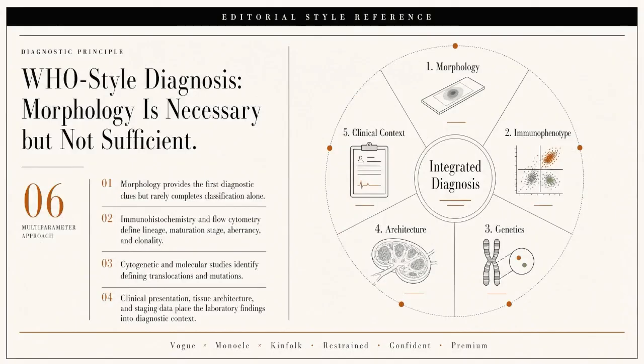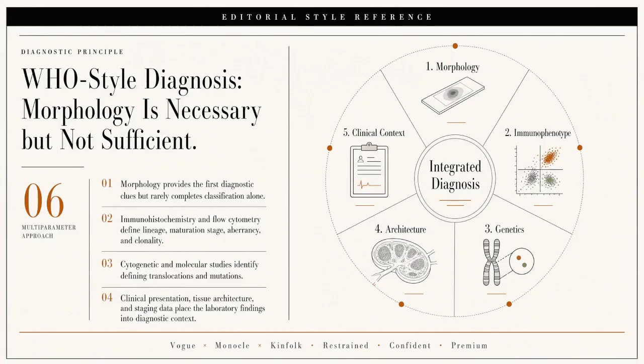In histotechnology and pathology, morphology, the microscopic examination of tissue architecture, cellular size, nuclear features, and chromatin patterns, serves as the initial and indispensable step. It provides the first clues about whether a lymphoid proliferation is reactive or neoplastic, and if neoplastic, whether it involves B cells, T cells, or plasma cells. However, many lymphoid neoplasms share overlapping morphologic characteristics, making it impossible to rely solely on histology for precise classification.